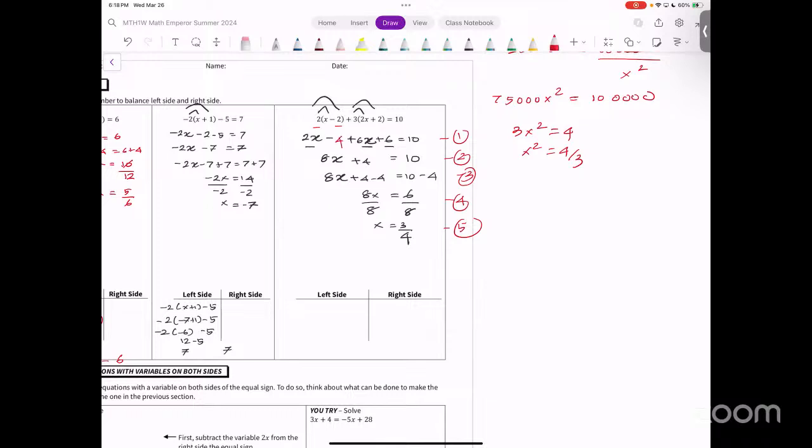So negative 4 plus 6 is going to be positive 2. So that is going to be 8x minus 2. That's going to be 8. So that is going to be 8 divided by 8. X is 1. So we're going to substitute 2 times 1 minus 2 plus 3 times 2 plus 2.